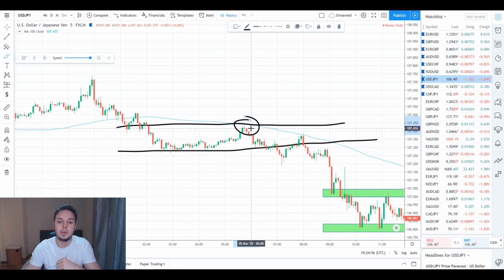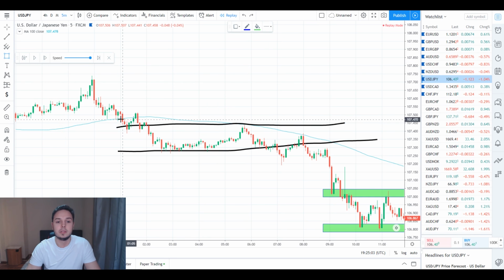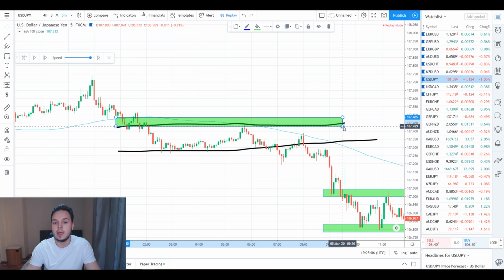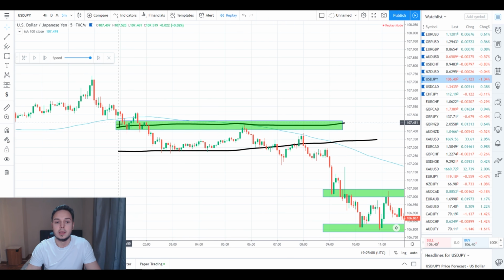So where would we enter? We would enter somewhere around here. It's touching the 100 moving average line. It's also an area of sensitivity. If we just use the rectangle tool, look, area of sensitivity over here. We knew it. It was previously an area of sensitivity.